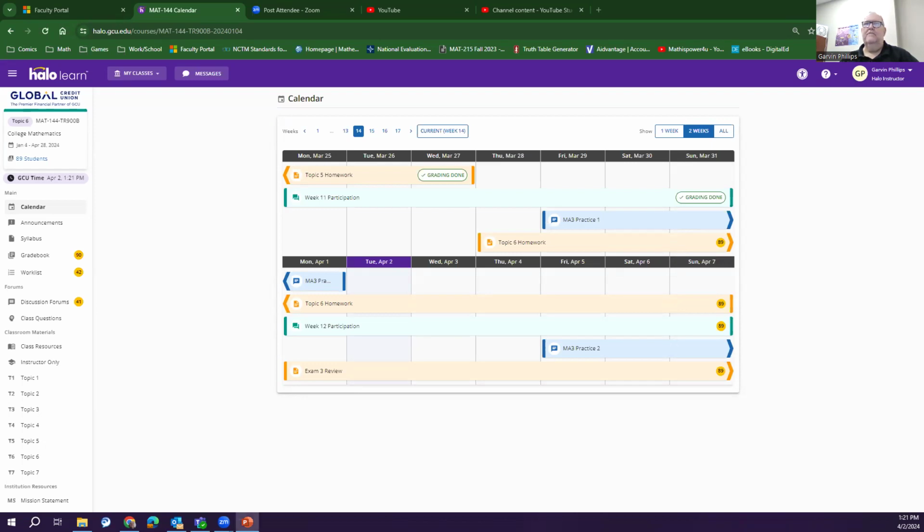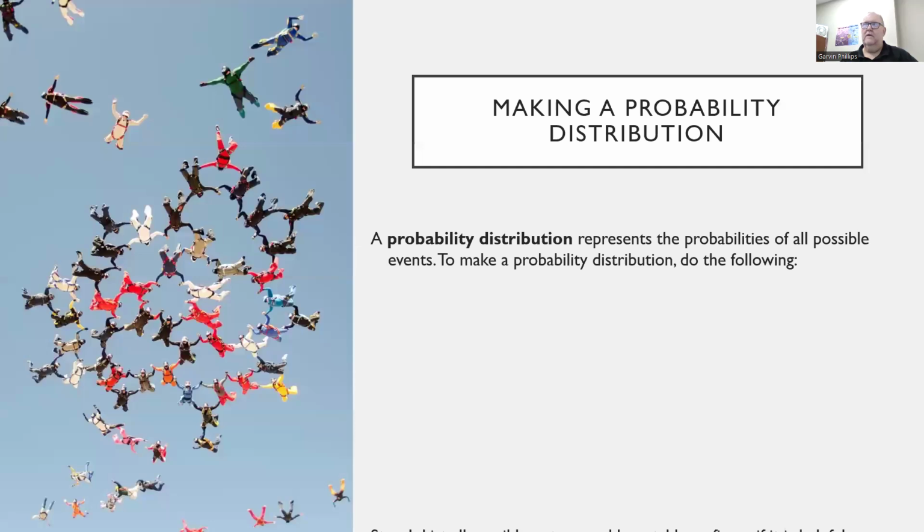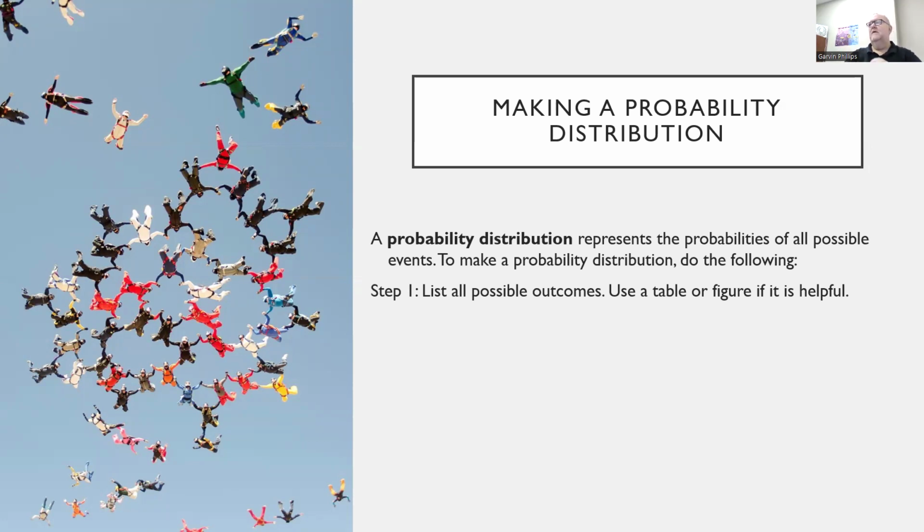All right, class, we're going to briefly talk about probability distributions. So this gives you some stuff to work with. Making a probability distribution: a probability distribution represents probabilities of all events. And we often need a table or figure to help us figure out what that would be.